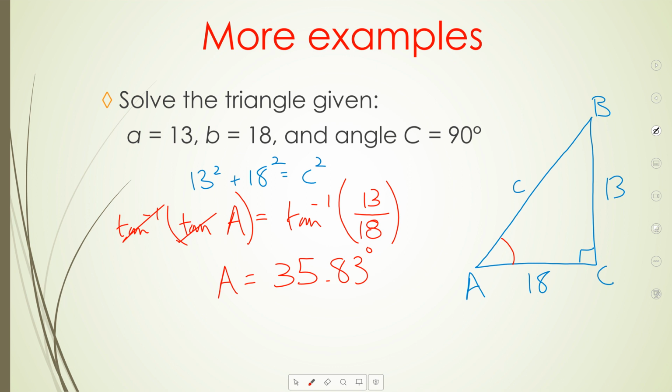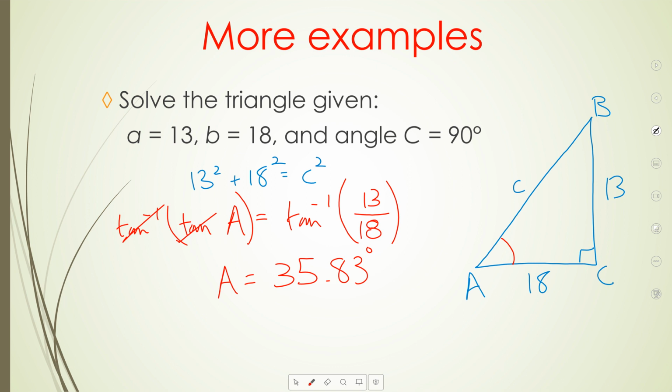That's easy. What you'll also realize, by the way, to save yourself some hassles, you don't have to incorporate that 90, because these two angles are always going to add up to 90, because 180 minus 90 gives you 90. So these are always 90. That's the way I would do it. 90 minus 35.83, boom, you're done.